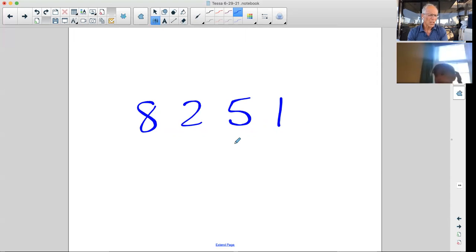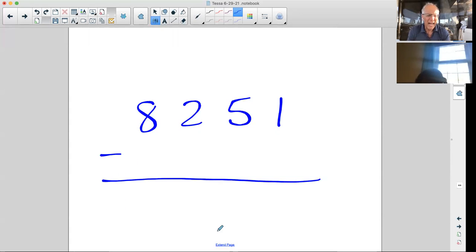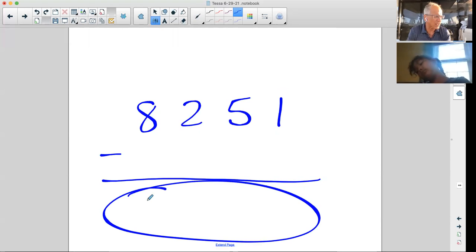Tell me when you're finished writing the smaller number on the bottom. I'm finished writing the small number on. Okay. Now, put a subtraction sign and now do the borrowing and then actually get your answer. So get ready, get set.